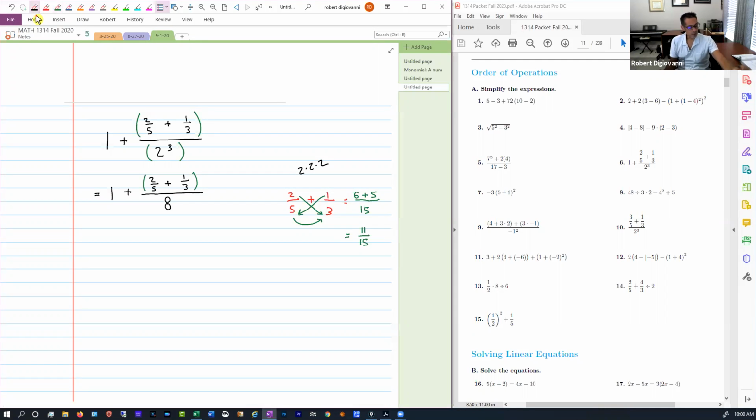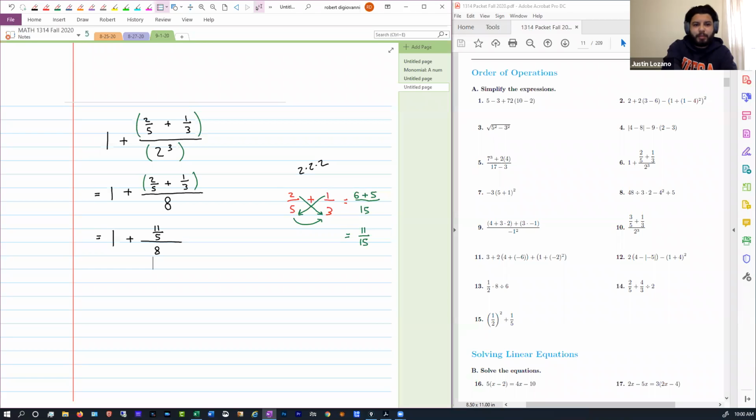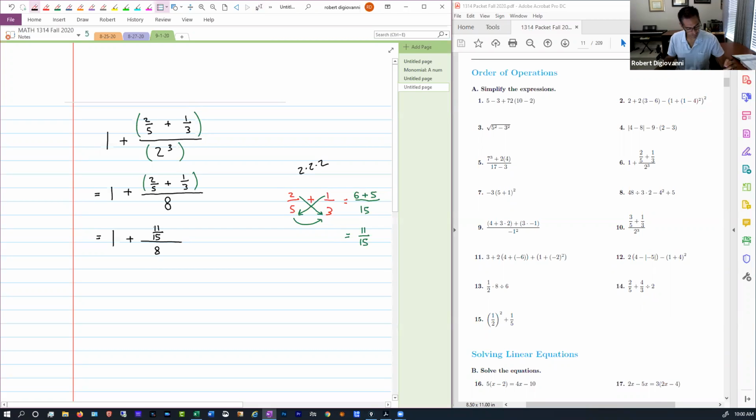Okay, so I'm going to rewrite everything. 1 plus, on top we have 11 over 15. We have this big bar, and then we have an 8 down here. Okay, we are at a very interesting point right now. On your rewrite, you forgot the 1 for the 15. It looks like it's 11 over 5. Oh, I did. Yeah, I completely forgot that. Thank you.